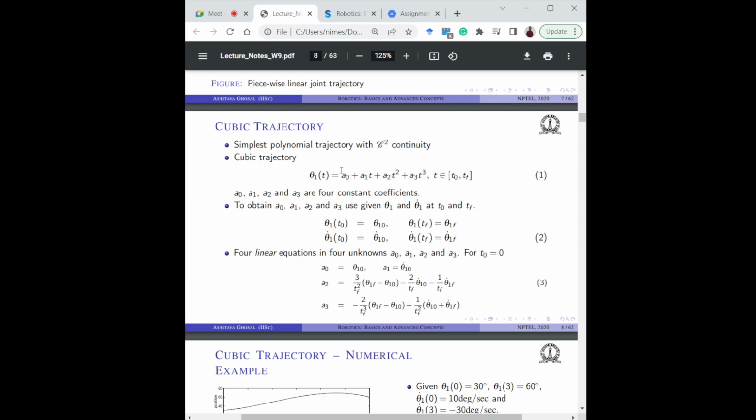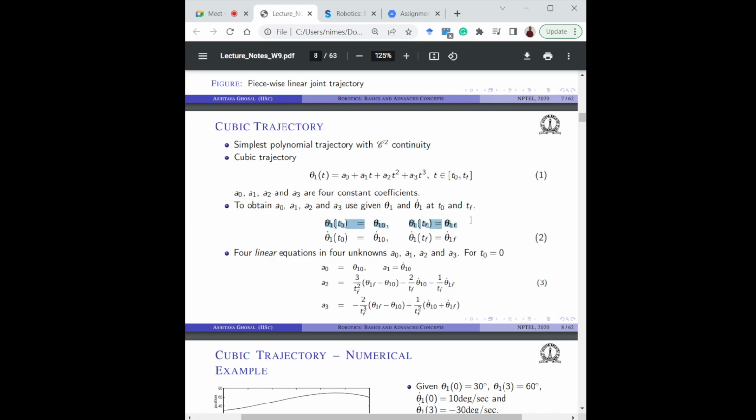So if you want to go from, let's say, theta 0 to theta f, then when t is t0, this equation should represent theta 0, and when t reaches tf, then this equation should give theta f. Okay, so these are the boundary conditions that have been specified to calculate these coefficients. And since there are four coefficients, we need four boundary conditions.